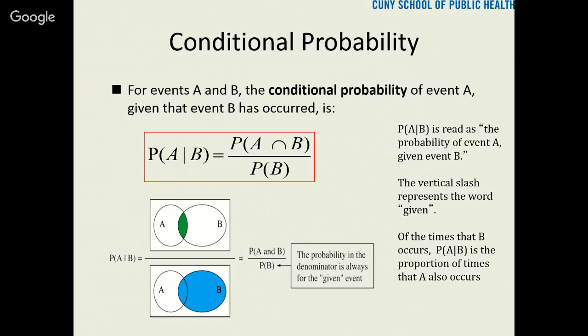So the conditional probability, which I mentioned, is the probability of one event occurring conditional on the second one already having occurred. So this is the probability of A conditional on B, and it's equal to the intersection of the two divided by the probability of event B having occurred.